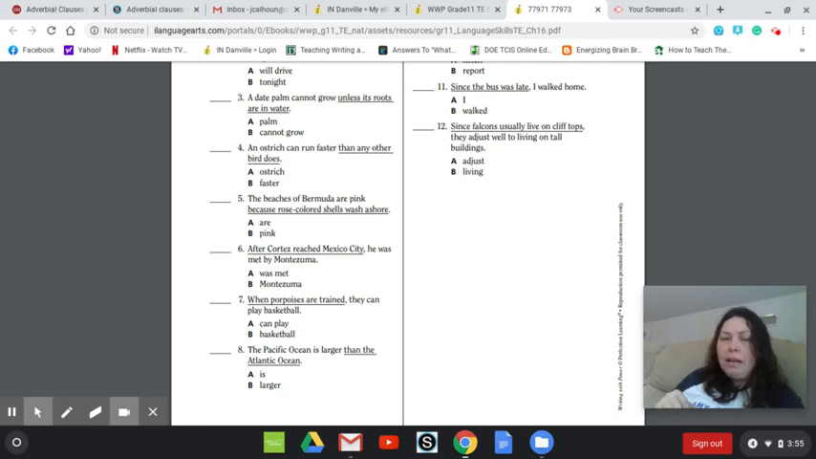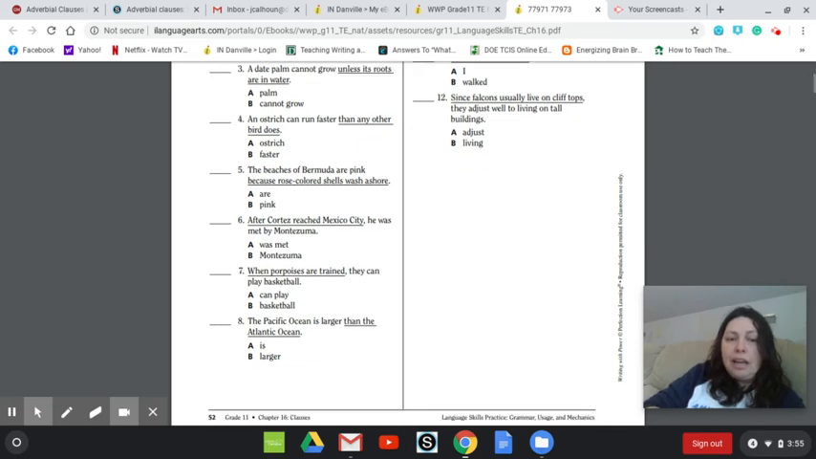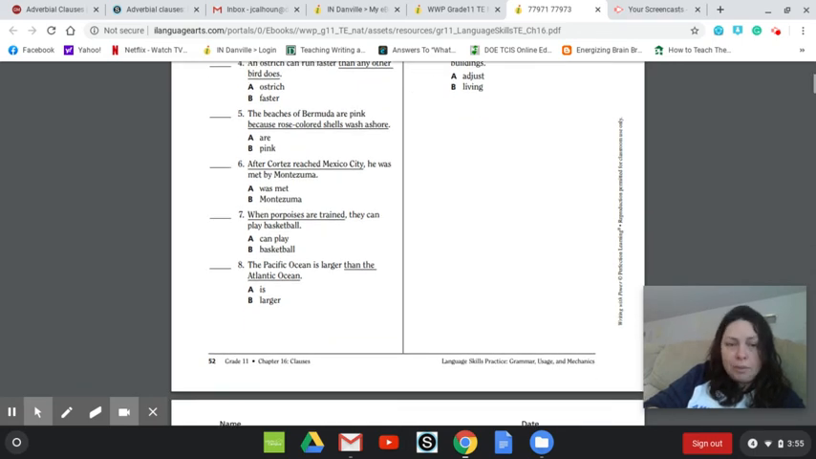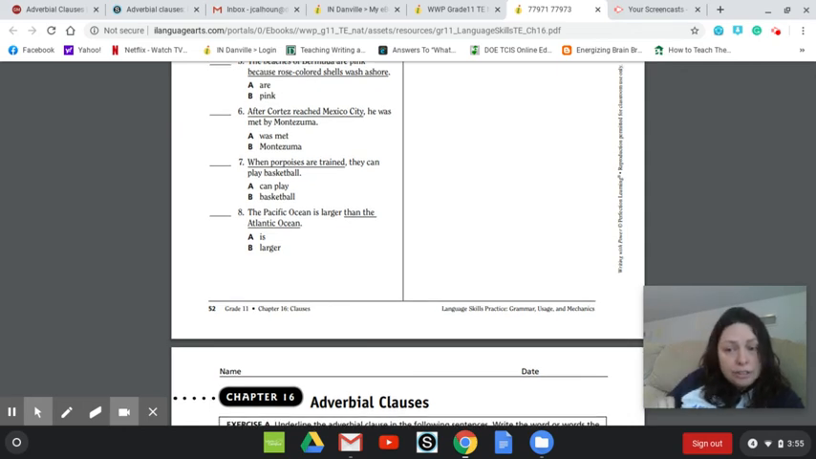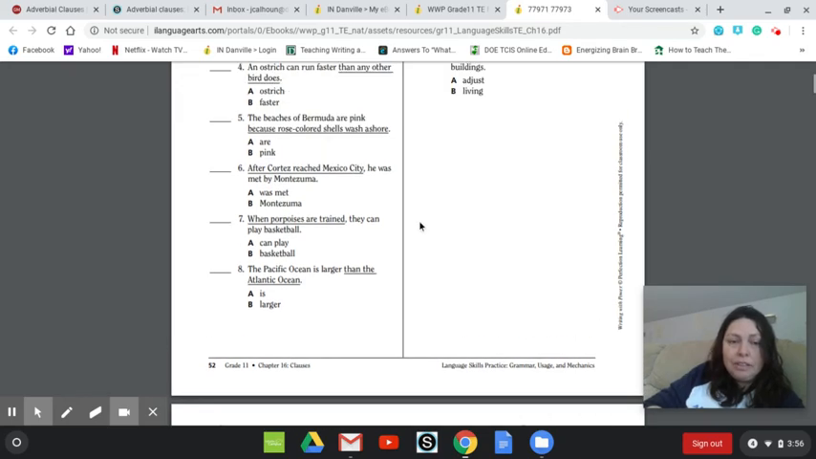Okay. If you want to practice and do 7 through 12, go for it, and then I'll give you the answers. All right. So the answer to number 7 is can play. When can they play? When they're trained. The answer to number 8 is larger. Again, remember that comparison than is usually going to modify the adverb or adjective there.